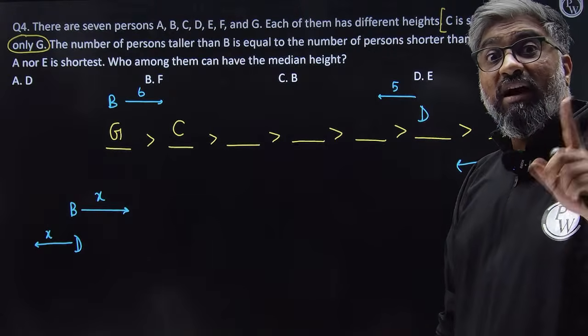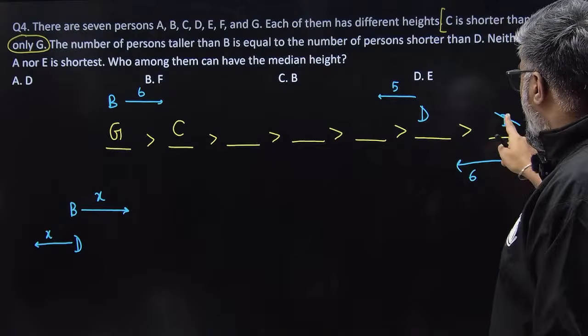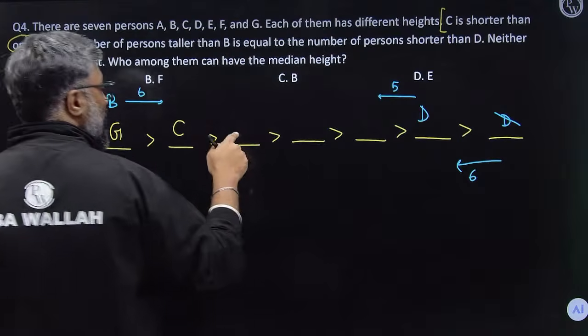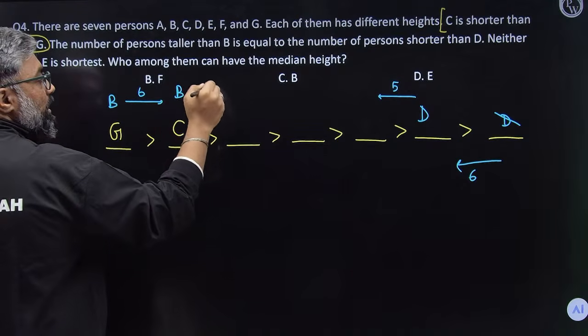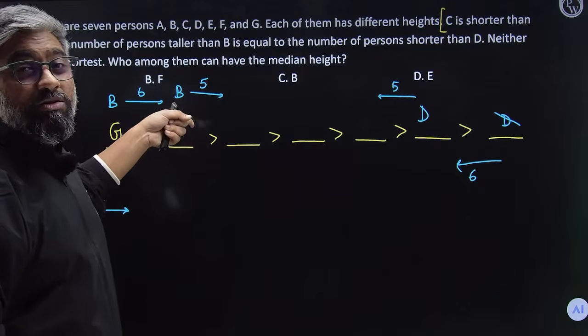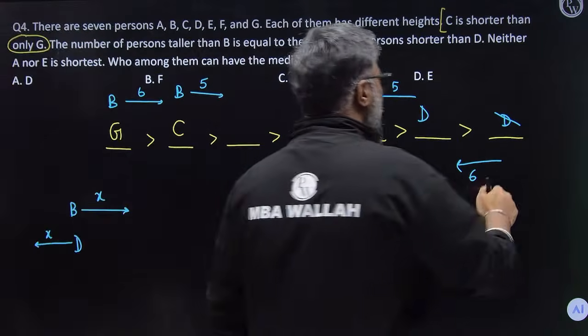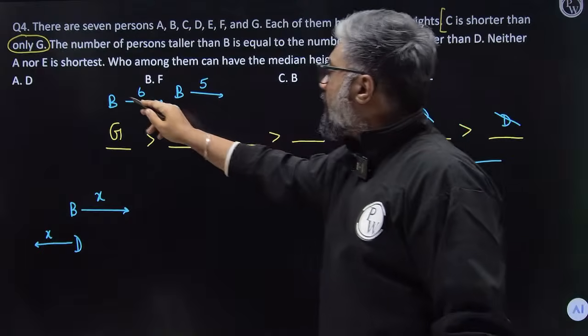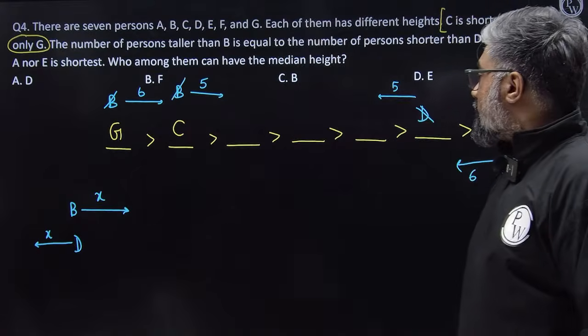That means I need 5 people to the right of B now. 1, 2, 3, 4, 5 people. That means B should come here. Only then I will have 5 people. Can B come here? No. Why? C is already seated here. So I know that D can't come here. B can't come here. That leaves us with how many options now?